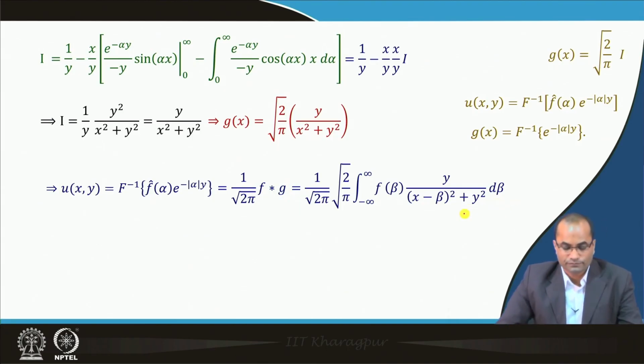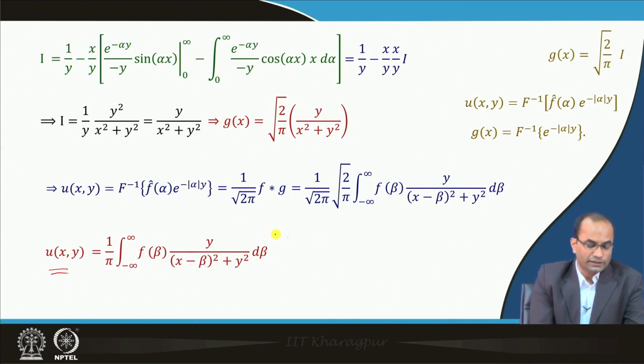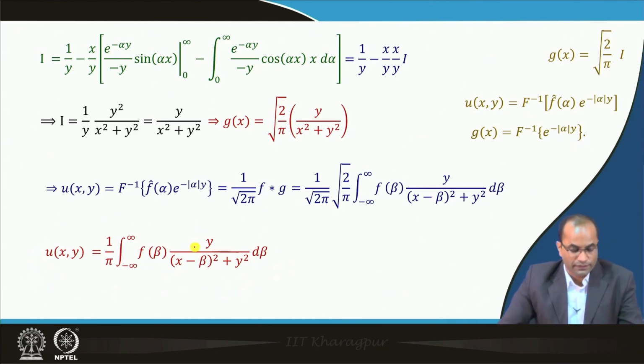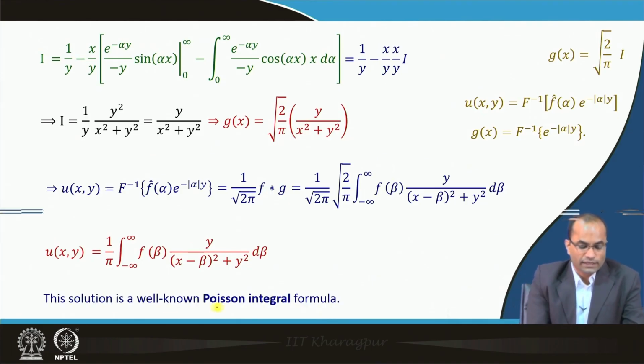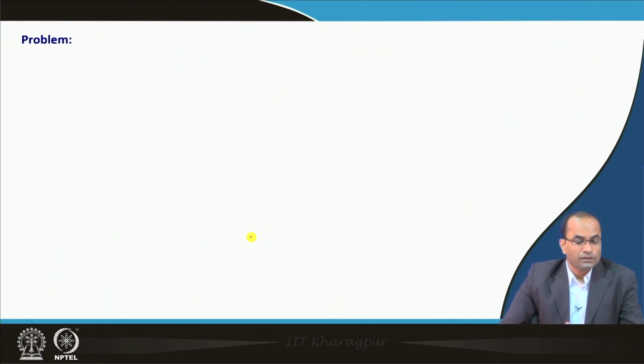So, that is the solution, u x y written in terms of f exactly. So, this is the final solution for this equation, and this is known as the Poisson integral formula. This solution is known as the Poisson integral formula for this Laplace equation.